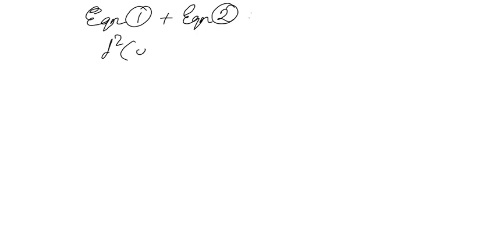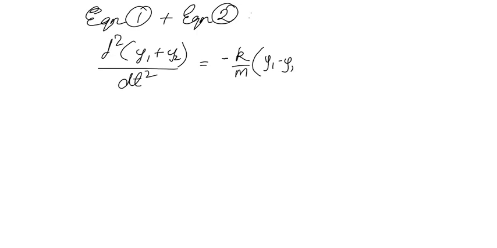Now we will add. So equation 1 plus equation number 2 gives you d square of y1 plus y2 by dt square is equal to minus k by m times y1 minus y2 plus y2 minus y1 minus omega square times y1 plus y2.